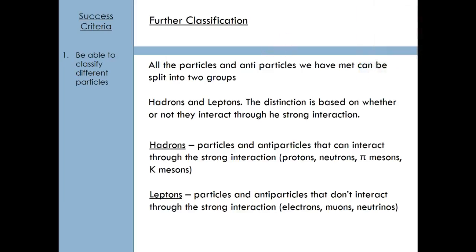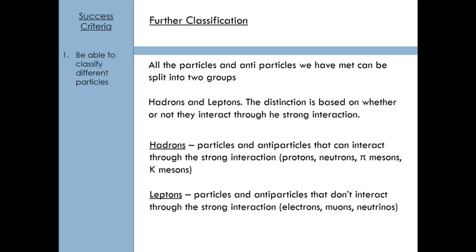What we do is we can split all particles and antiparticles, which I'll talk about in a second, into two groups. Those two groups are hadrons or leptons, and that just completely depends on whether they interact through the strong force or not. So if they do interact through the strong force, they're hadrons. If they don't, they are leptons.